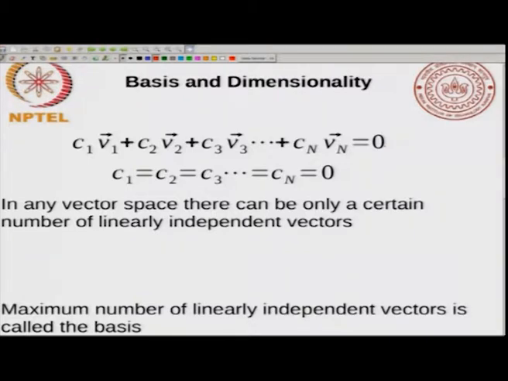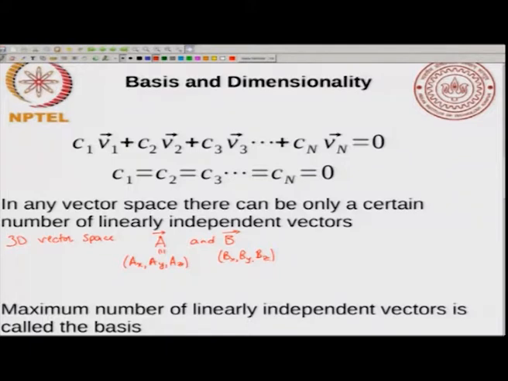Suppose we take the usual 3-dimensional vector space. Now, if you take any two vectors, let us say a and b, you ask what is the condition that these vectors are linearly independent. Now, A will have certain components, let us say Ax, Ay, Az, and B has components Bx, By, Bz.